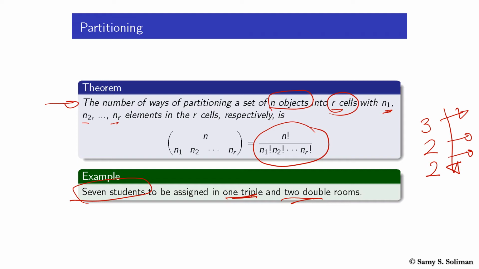So here is the distinction or the notion of having 3 different cells, or r different cells in general, and we want to assign from the set of n distinct objects. Here those are the 7 students. We want to assign each one of them to one of the 3 rooms. So we have 7 factorial divided by 3 factorial times 2 factorial times 2 factorial.